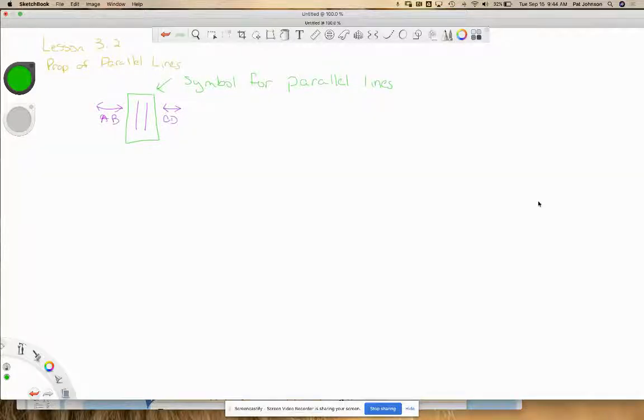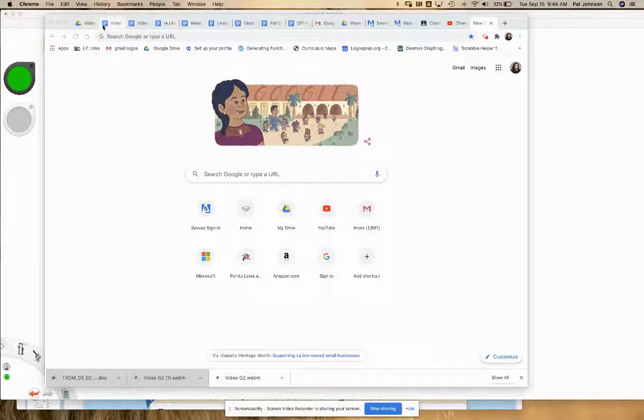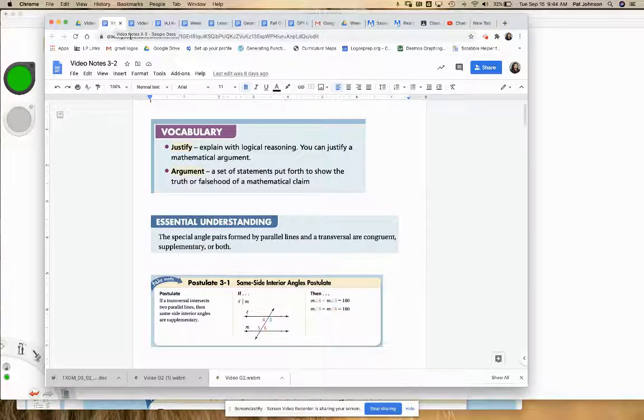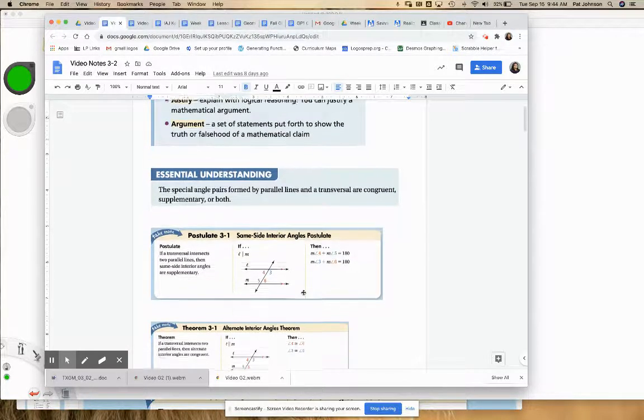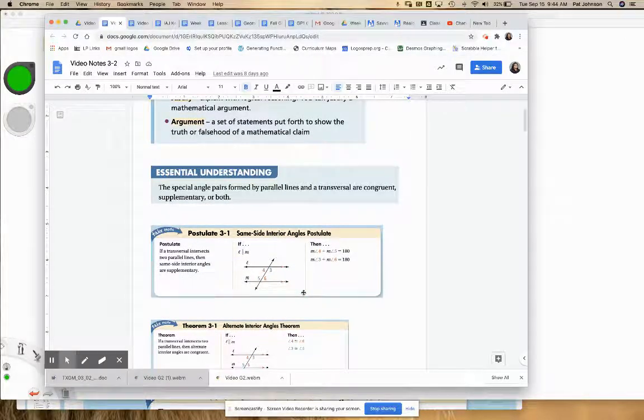So let's look at our video notes here. Hold on one second. There we go. Really there's no vocabulary. This is just the standard justify and argument. We said we're going to look at transversals that cut parallel lines, and they form special angles that give us postulates. This is why we need to learn what the 8 angles formed are called: because they cut parallels, we have postulates to give them special values. So know the postulates.